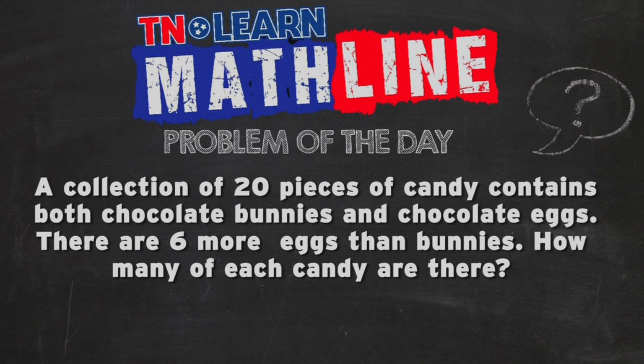A collection of 20 pieces of candy contains both chocolate bunnies and chocolate eggs. Bet you can tell what time of year this is. There are 6 more eggs than bunnies. How many of each candy are there?